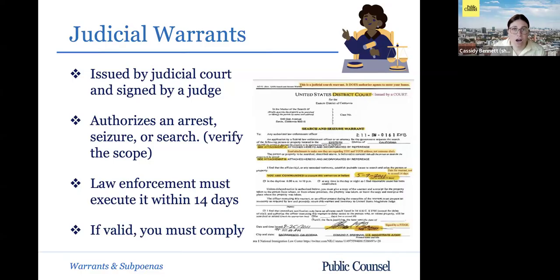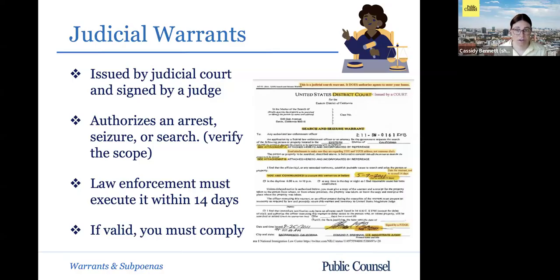It authorizes an arrest, seizure, or search, depending on what the scope is. So after you've looked at who issued it, was it a court? Okay. Now you're going to look at where's the address? What's the scope of the search? And when you look at the address, is it the correct address? Is that your building? If you have multiple locations, are they at the correct location? Is the name correct? You need to verify those things because if there is incorrect information there, it could mean that it's not a valid warrant for your location.